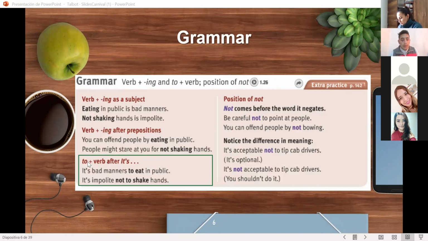Okay, to plus verb after eats. As you can see in this example, we use eats. It's bad manners to eat in public. When we use eats, we need to use the preposition to to make the infinitive of the verb, to eat. Do you know what an infinitive verb is?